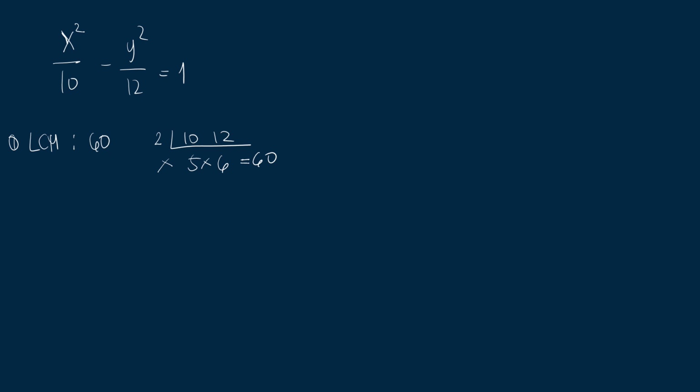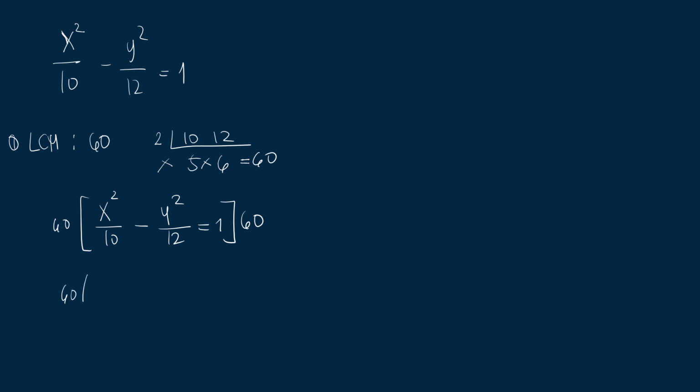So what's the use of that LCM? That LCM will help us to cancel out our fractions or our denominators. So if we multiply by 60 on our equation, it will result in 60 multiplied by x squared over 10 minus y squared over 12 is equal to 1 multiplied by 60 again. So we multiply both sides of the equation by 60. You can do the shortcut already, but I will show you a longer method.